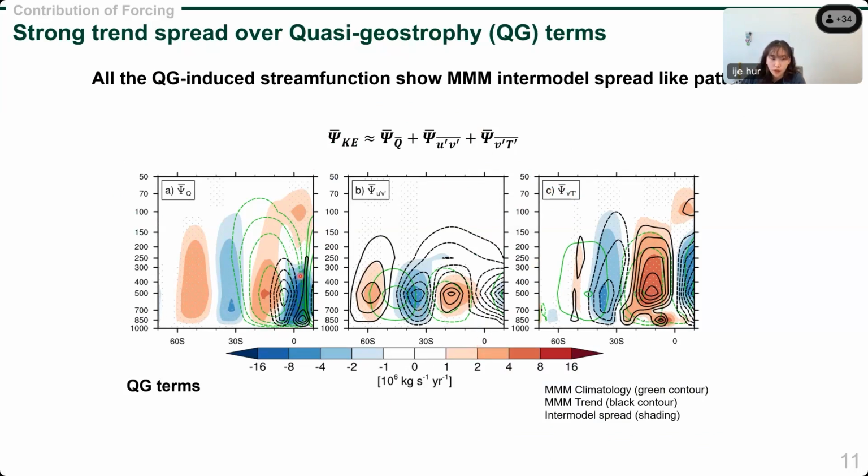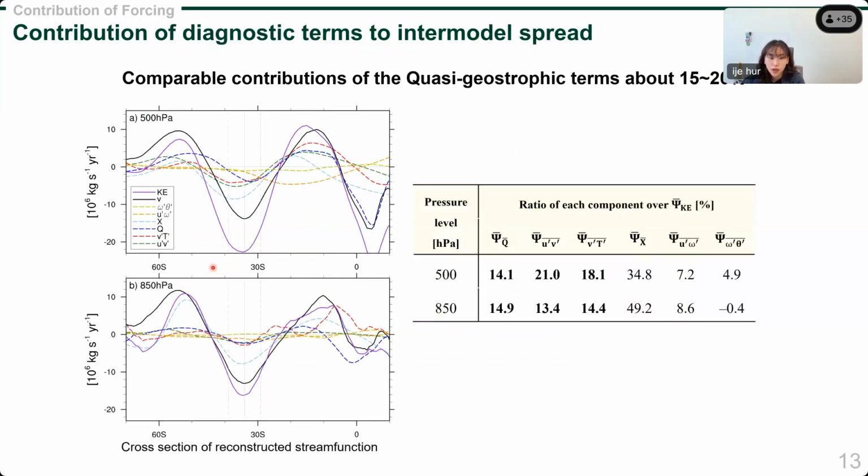For the quantitative comparison, we compare the 500 and 800 hectopascal vertical cross section of those shading fields. The quasi-geostrophic terms have a comparable contribution, about 50 to 20% of the negative anomalous cells in here. In the case of the friction, it has a large portion as in the previous studies. However, we can consider that it might be passively changed, since the friction is calculated as a residual.